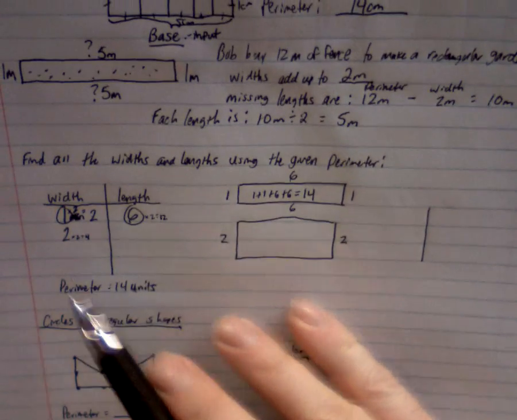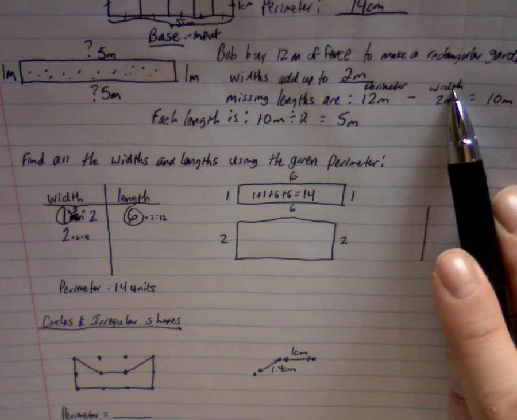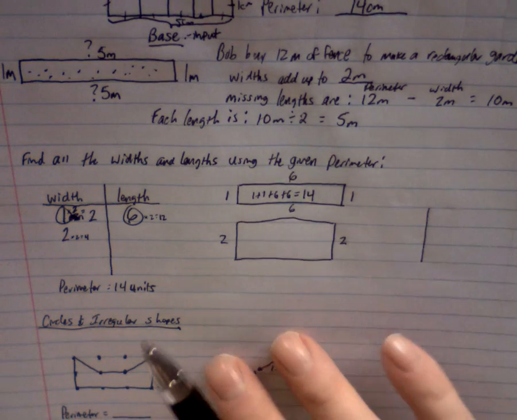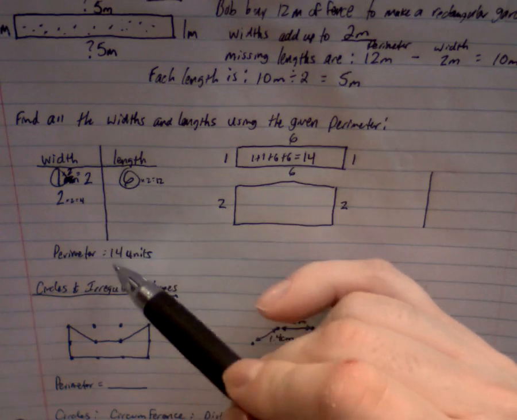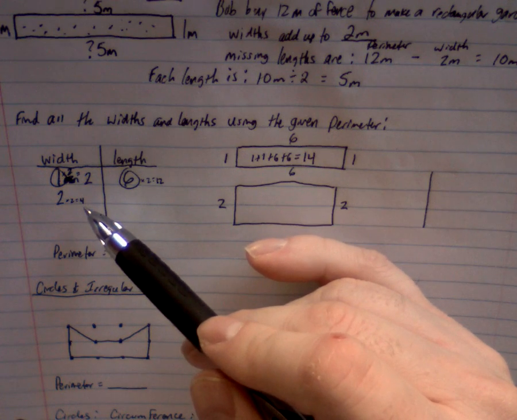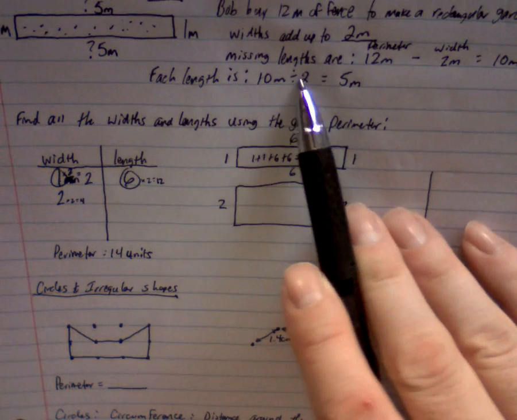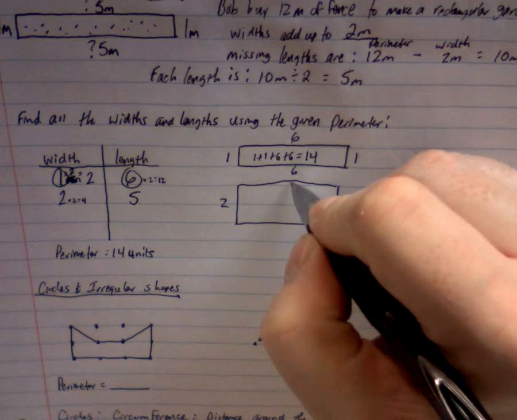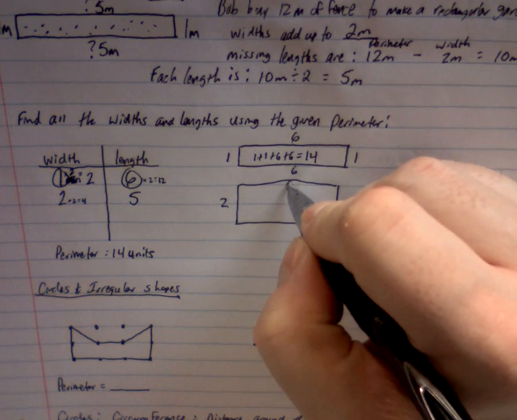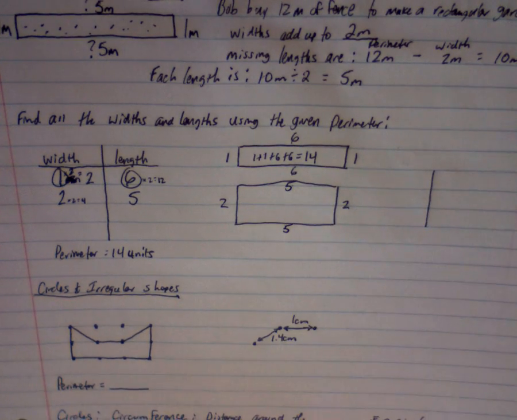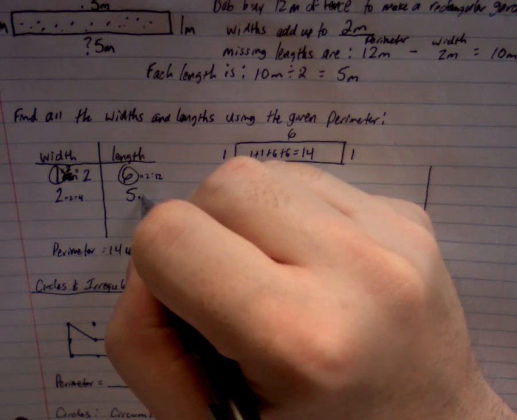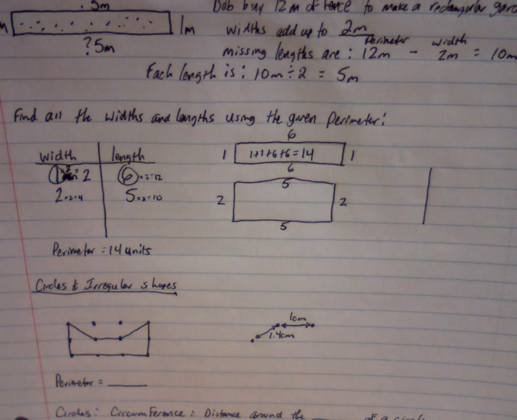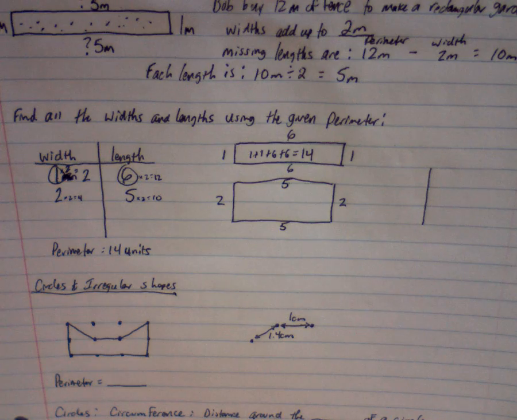14 minus 4, because remember, perimeter minus the widths gives us all together how much the lengths are. We want to know what each length is. So 14 minus 4 gives me 10. Okay? 10 divided by 2 gives me 5. So each length is going to be 5. 5 times 2 gives me 10. 10 plus 4 is 14. Now, are there any other ones we could use?